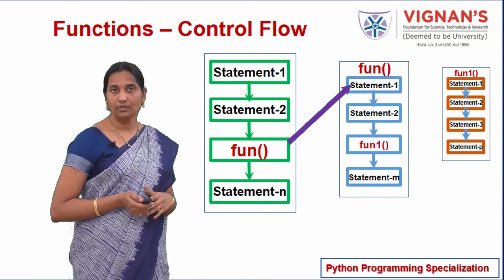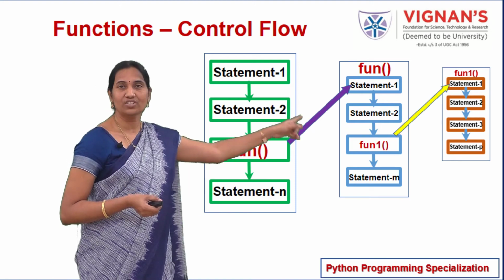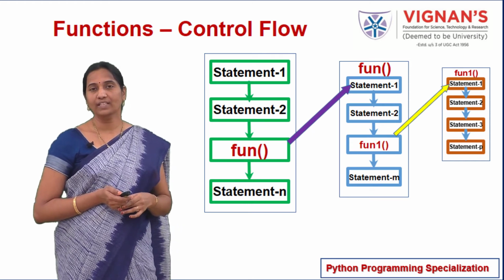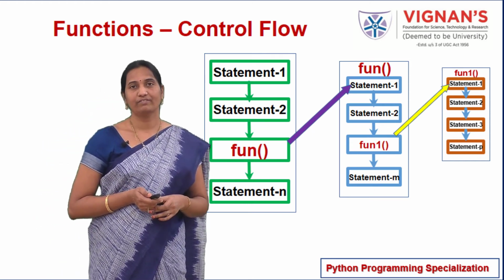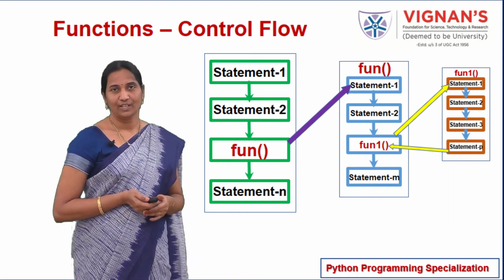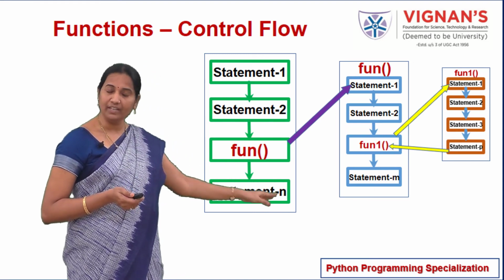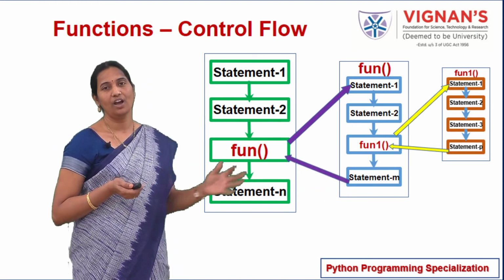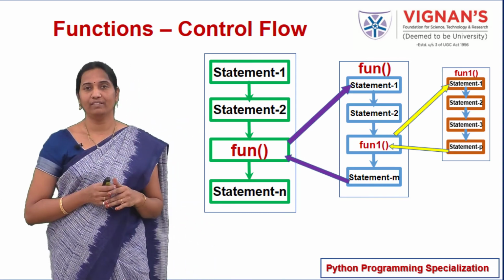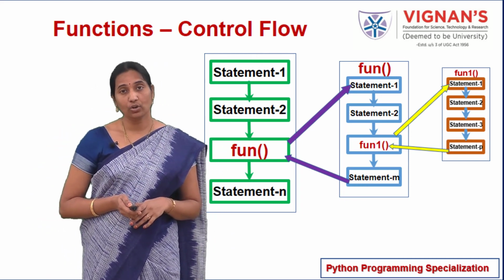It starts executing statement 1, statement 2, and whenever it sees the function fun1, the control is again transferred to fun1. Then it continues execution of all the statements till the last statement of fun1. Once that is done, the control is transferred back to the function fun, and after that all the statements till statement m are executed. Once the function fun is completed, control is transferred to the original program, and this is how you can have the nesting of functions to any number of levels. This is how the flow of control changes when there is a function call in any program.